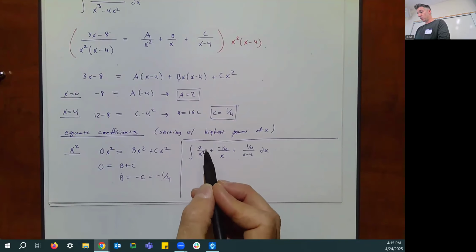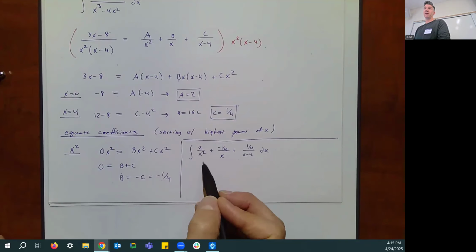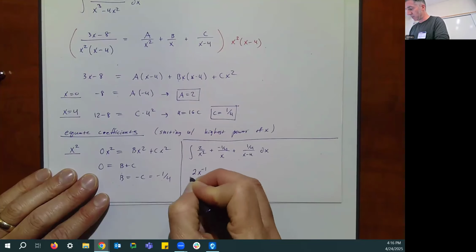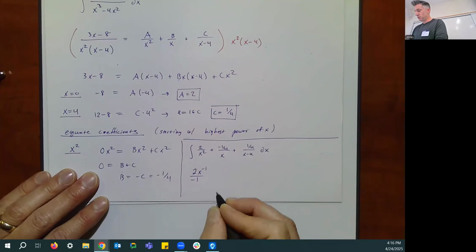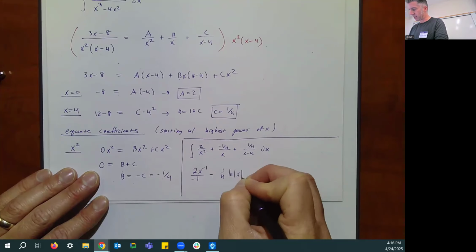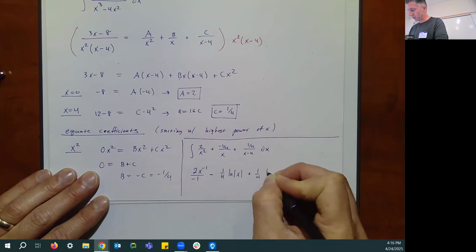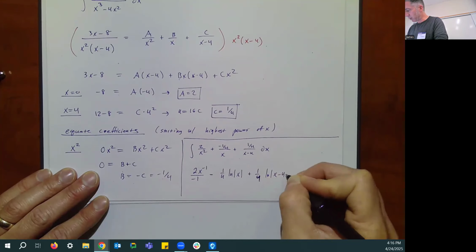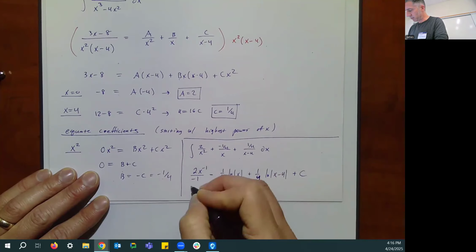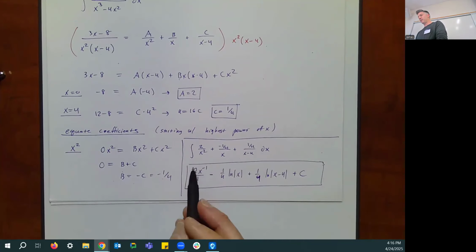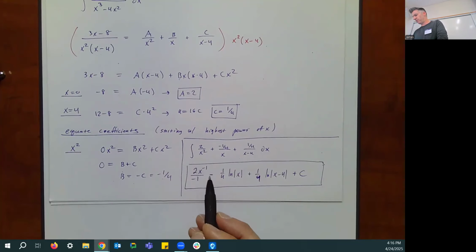This is really 2 times x to the negative second, and its antiderivative is 2 times x to the negative first divided by negative 1, minus 1/4 times the natural log of the absolute value of x, plus 1/4 times the natural log of the absolute value of x minus 4, plus C. And yes, I could simplify that as like negative 1 over 2x or negative 2 over x, but I didn't.